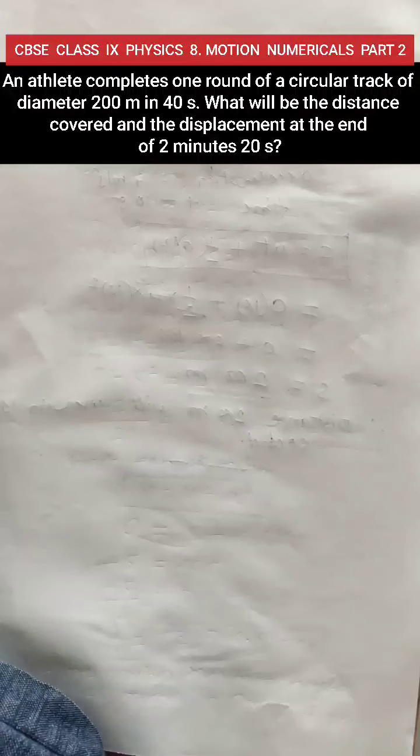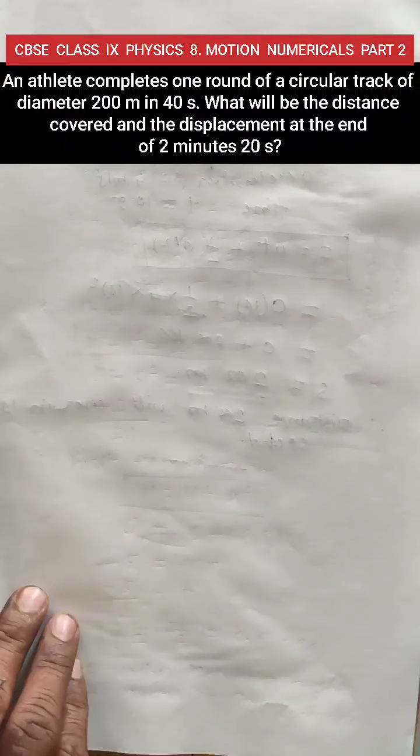Dear students, our next example is: an athlete completes one round of a circular track of diameter 200 meters in 40 seconds. What will be the distance covered and the displacement at the end of 2 minutes 20 seconds? So in this example, an athlete completes a circular track having a diameter of 200 meters, and completes one round in 40 seconds. So this is a circular track, and we have to find out the distance covered and the displacement at the end of 2 minutes and 20 seconds.